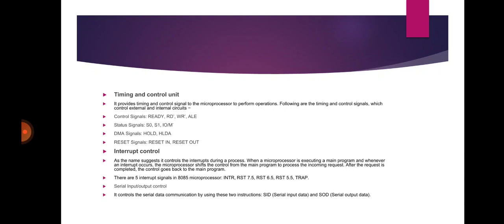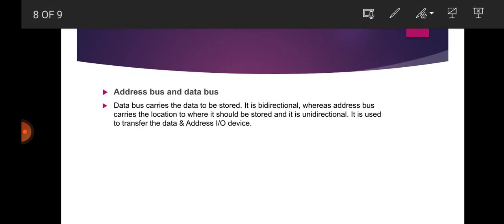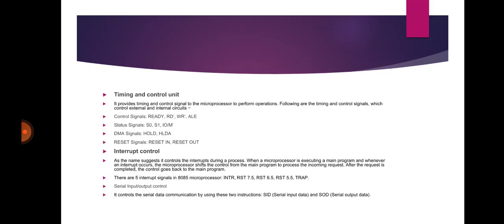There are 5 interrupts: INTR, interrupt request, RST, reset, TRAP, and so on, and serial input and output control. In the 8085 microprocessor, serial in serial out operation is done, where the stream of input data is received, then converted to parallel, and from there it is again converted to serial. So this is how it works.